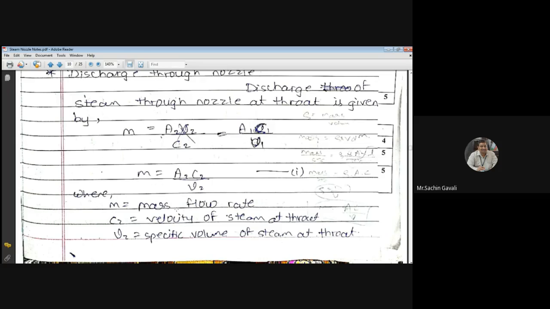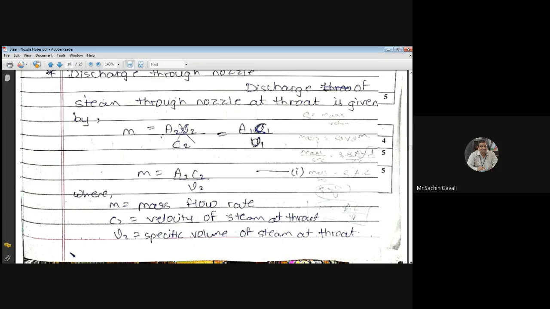Discharge through the nozzle is given by this equation. I have explained that rho is equal to mass upon volume, and discharge is volume per second, or mass rate, which is rho into volume divided by second, so it becomes rho AC. But rho is equal to 1 upon specific volume, therefore mass rate is equal to AC divided by specific volume. This is the general equation.